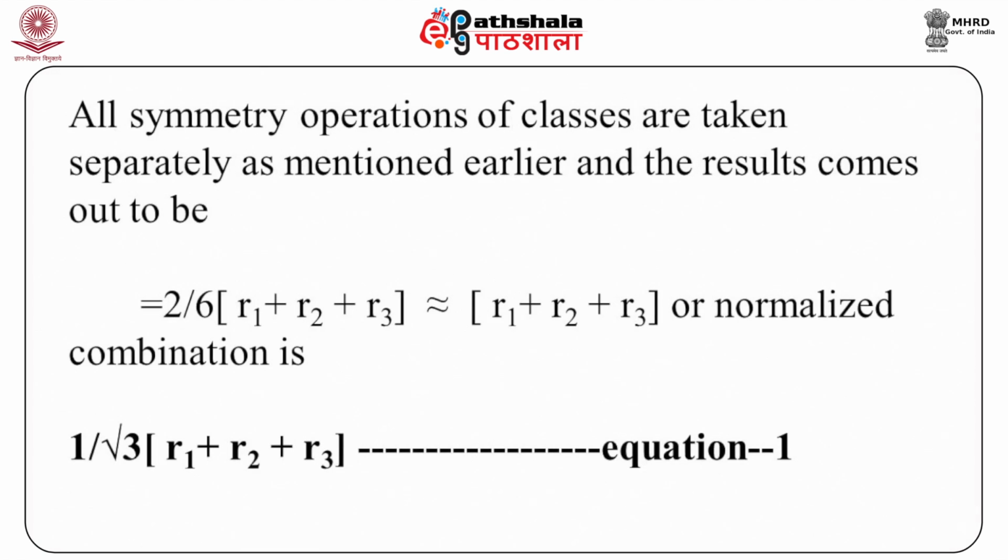That is, all symmetry operations of classes are to be taken separately as mentioned earlier. That is, if there are 3 sigma v's, I have to take separate R1, sigma v1, sigma v2 and sigma v3. Now this result comes out to be, after normalization as given in equation 1, 1 upon under root 3 within bracket R1 plus R2 plus R3.